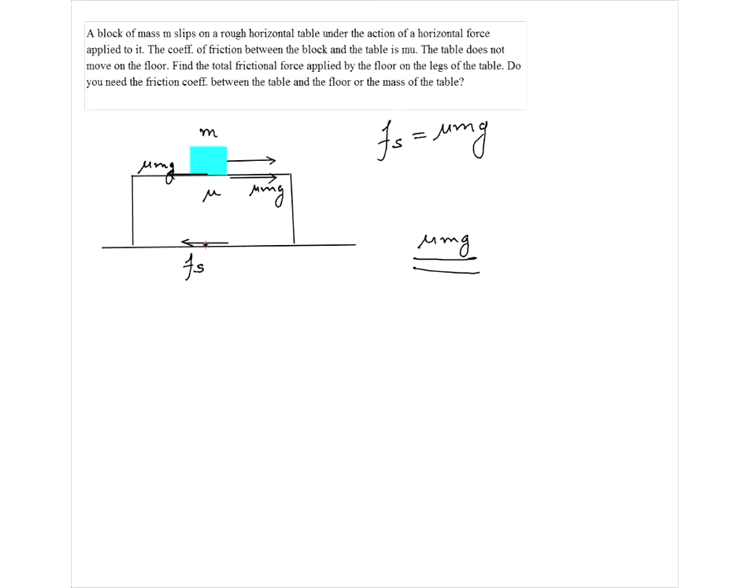And therefore, Fs must be equal to mu mg. Technically speaking, Fs will act through the legs of the table. If there are 4 legs, it will act at those 4 places. So what I have written is the sum of those 4 forces, Fs1 plus Fs2 plus Fs3 plus Fs4. 4 legs.